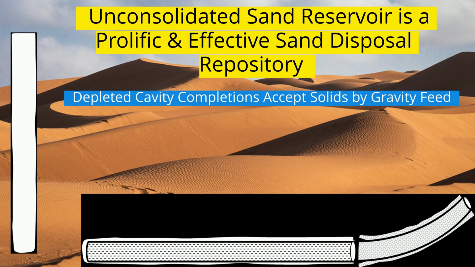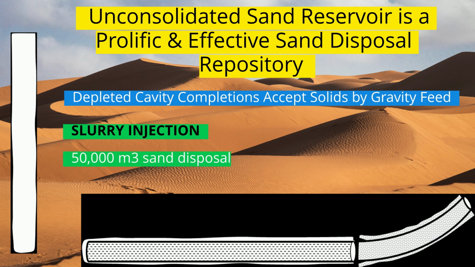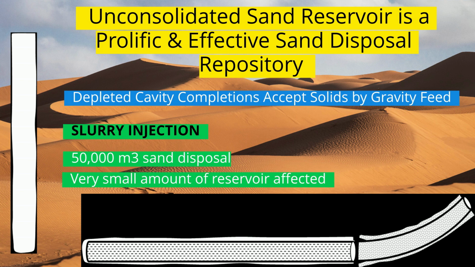Depleted cavity completions accept large volumes of solids using gravity feed. Slurry injection can dispose of 50,000 cubic meters of sand in a 300-meter diameter around a well.